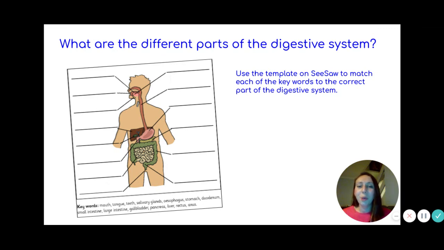Now stay tuned for part 2 of our lessons on the digestive system, where we will be doing a practical demonstration of how the digestive system works and what each of the organs does.